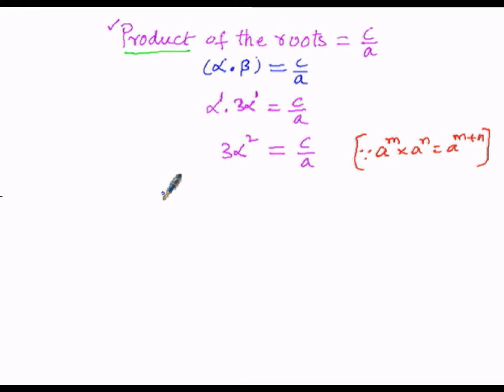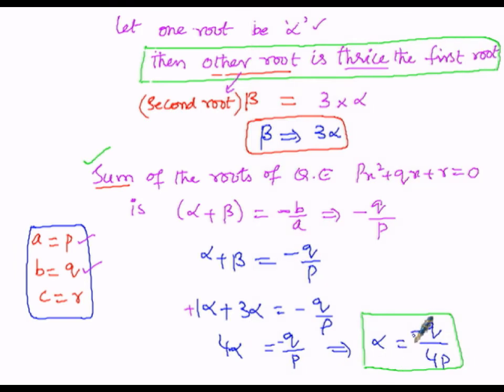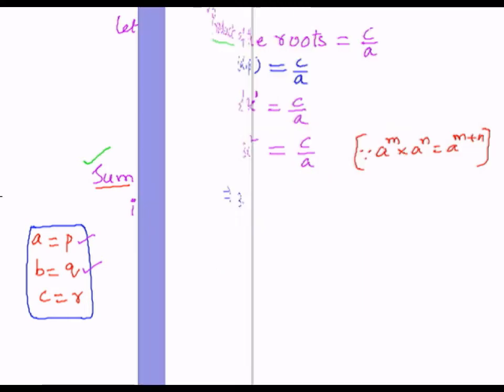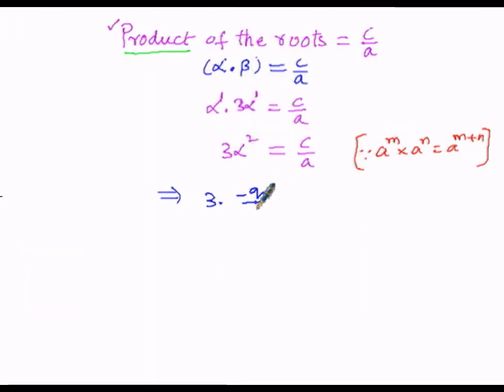That implies 3 into alpha value, so we got alpha as minus q by 4p. So here alpha is equal to minus q by 4p. Alpha is replaced by minus q by 4p, but it must be squared because it is alpha square equals c by a. So I have utilized the alpha value as minus q divided by 4p. Since alpha is equal to minus q by 4p, I got this logical step.